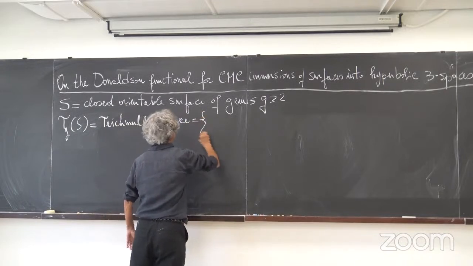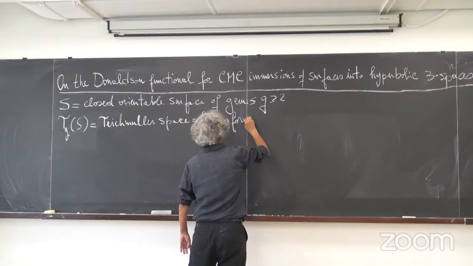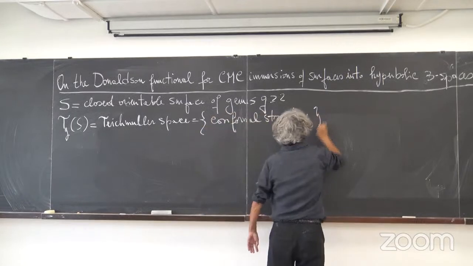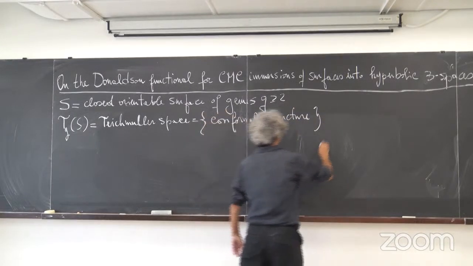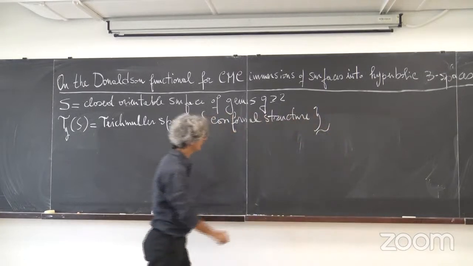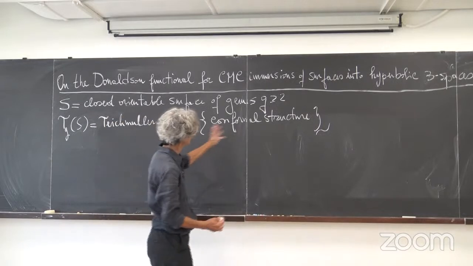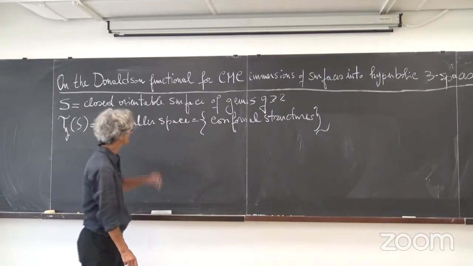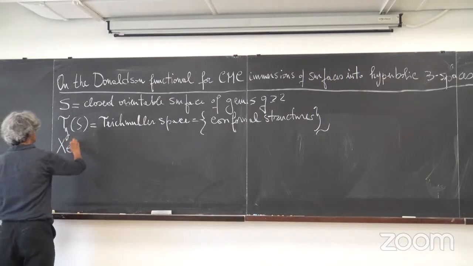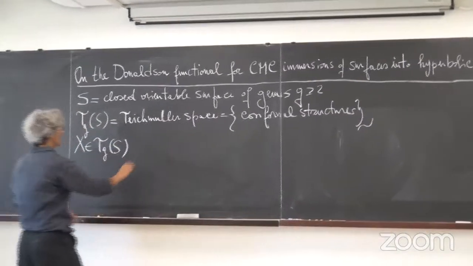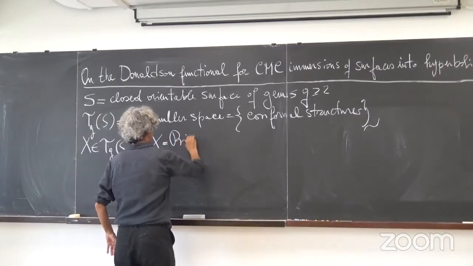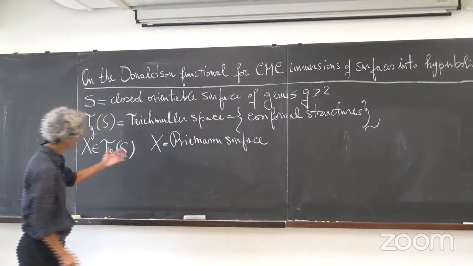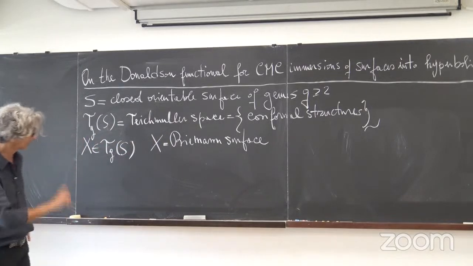Namely, this is the space of conformal structures that we can define on S. In fact, it's a space of classes of conformal structures, modulo a relation that identifies conformal structures up to biholomorphism which are in the same homotopy class of the identity. Therefore, if I pick an element X in the Teichmüller space, I can think of X as a Riemann surface, namely a Riemann surface with a compatible holomorphic and symplectic structure.